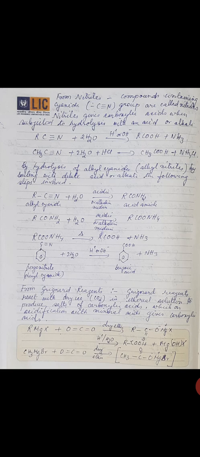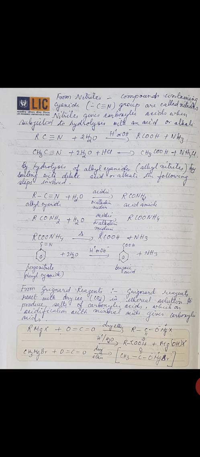Now from Grignard reagents. Grignard reagents react with dry ice, that is CO2, in ethereal solution to produce salts of carboxylic acids, which on acidification with mineral acids give carboxylic acids. So you can see the Grignard reagent RMgX plus CO2 in the presence of dry ether gives the complex compound, that is RC double bond O OMgX. This on hydrolysis gives acid, that is RCOOH, plus MgOHX.